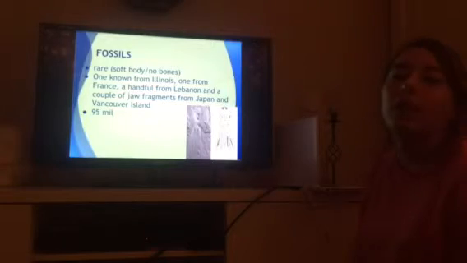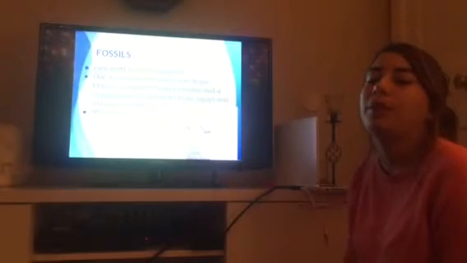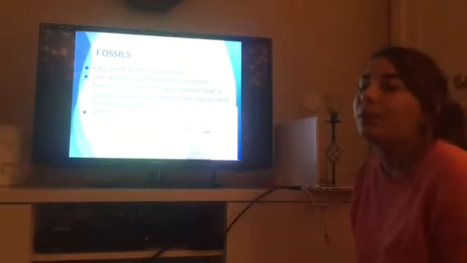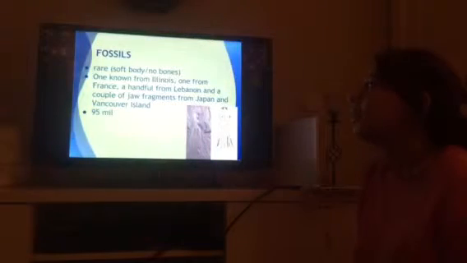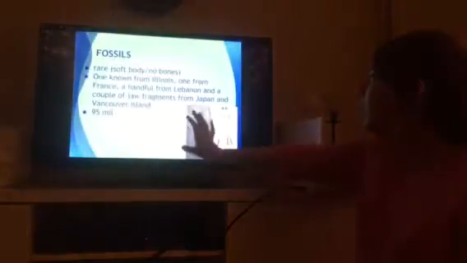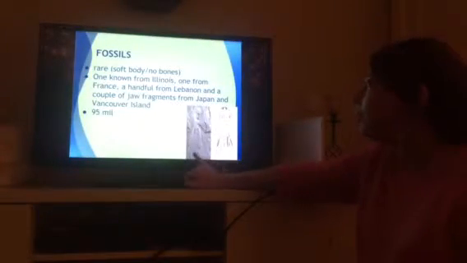So for the fossils, they're a little bit rare because they are soft-bodied and they don't have bones. There's one known from Illinois, one from France, several from Lebanon, and a couple of jaw fragments from Japan and Vancouver Island. This is a picture of one of the fossils.